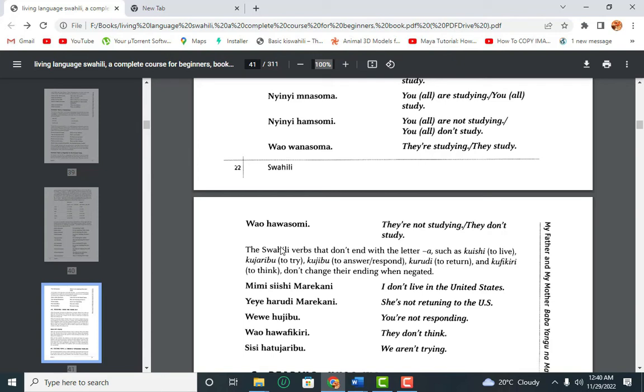The next phrase, which is the last one, wao wanasoma, which means they are studying or they study. The negative form of the statement is wao hawasomi, which means they are not studying or they don't study.